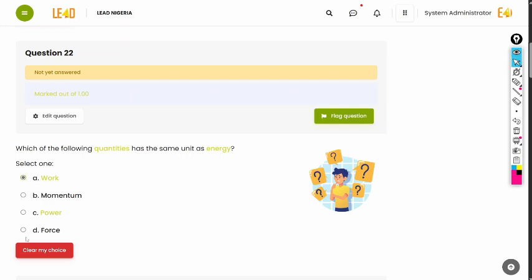Work and energy are pretty much the same thing, right? Work is basically change in energy, and the unit is joules. Power is joules per second. Force is newtons, and momentum is mass times velocity, which is kg meter per second. But the one that has the same unit as energy is joules. Work and energy have the same exact unit. Work is change in energy.